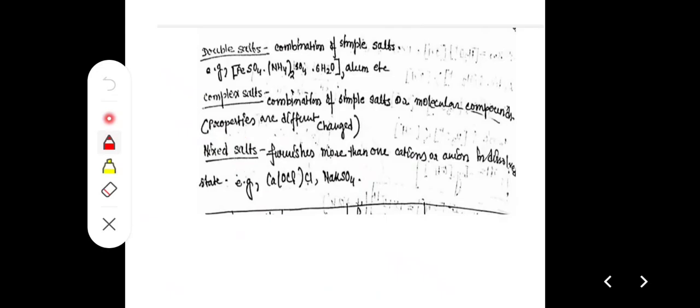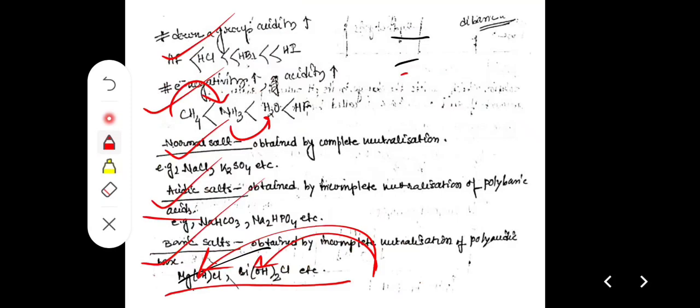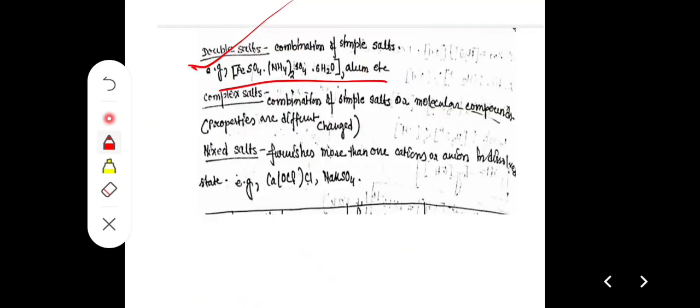Now the next one is double salt, which is a combination of 2 simple salts. For example, K2SO4·Al2(SO4)3·24H2O, or (NH4)2SO4 with 6H2O. That is called alum. Simple or normal salt was explained previously, right? So double salt is nothing but a combination of simple salts, for example alum.